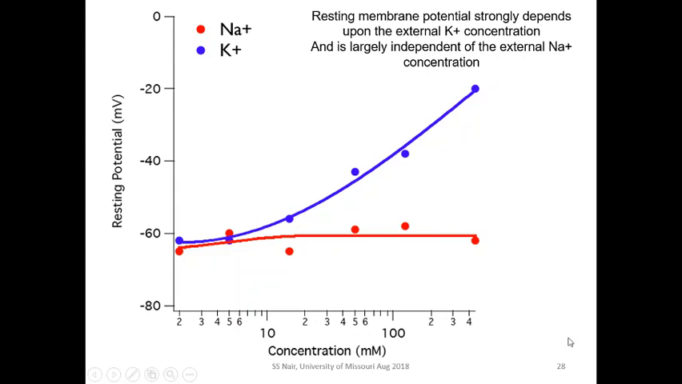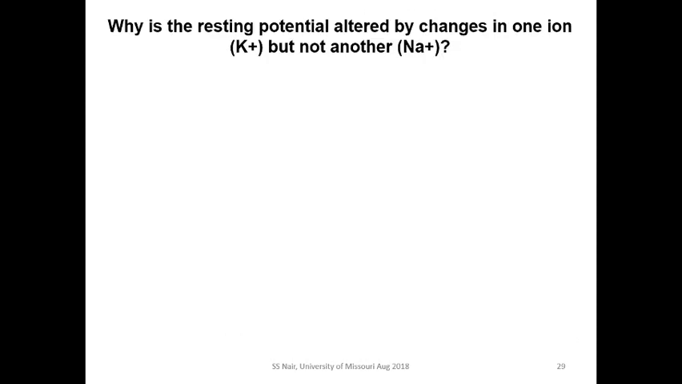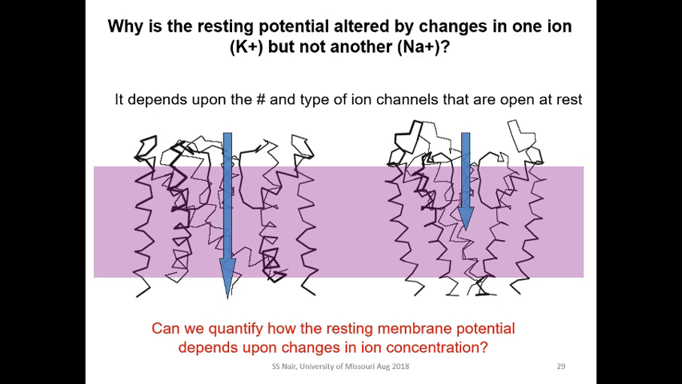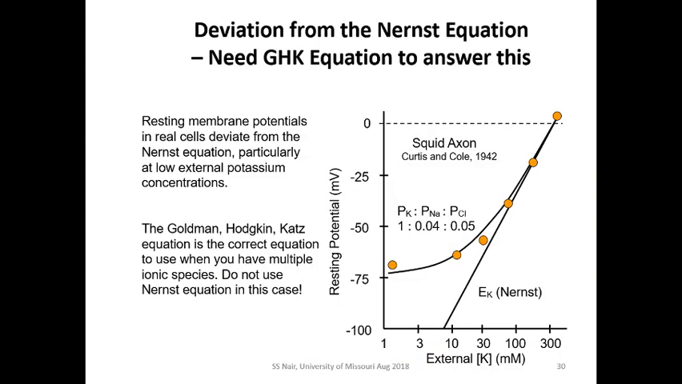Why? How do you quantify that? Well, why is resting membrane potential altered by changes in one ion but not the other? That depends on the number and type of ion channels that are open at rest. It can be shown that at rest, mostly potassium channels are open. Sodium channels are not open at rest, typically. Can we quantify how the resting membrane potential depends on changes in ion concentration? Yes, we can. That is done by the GHK equation, right? And that's where the permeabilities come in.